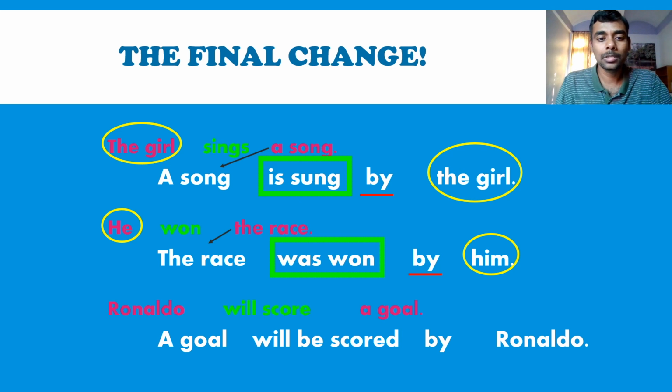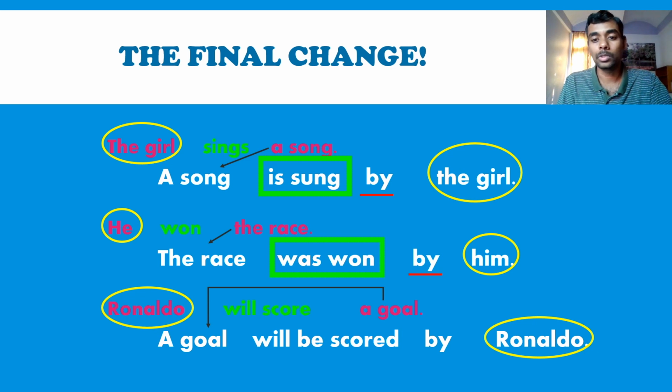And maybe you can just do the third one, the goal or a goal. Ronaldo has moved from the subject, the object moves to the front. The word by once again. Will score becomes will be scored. The simple future becomes future perfect tense.